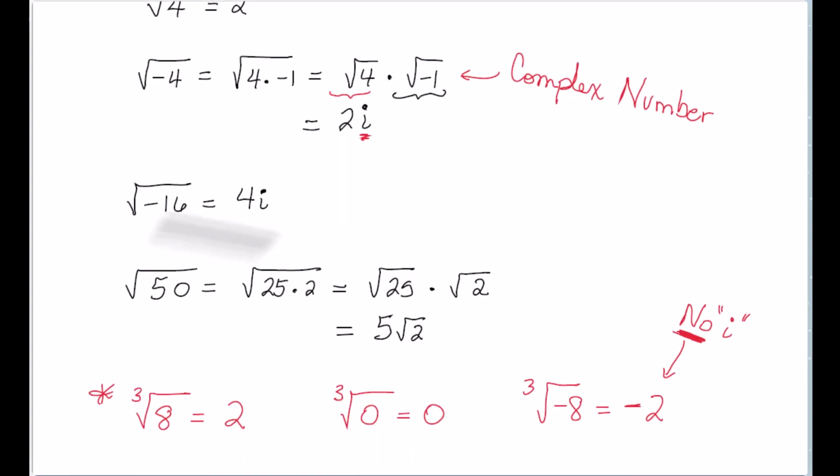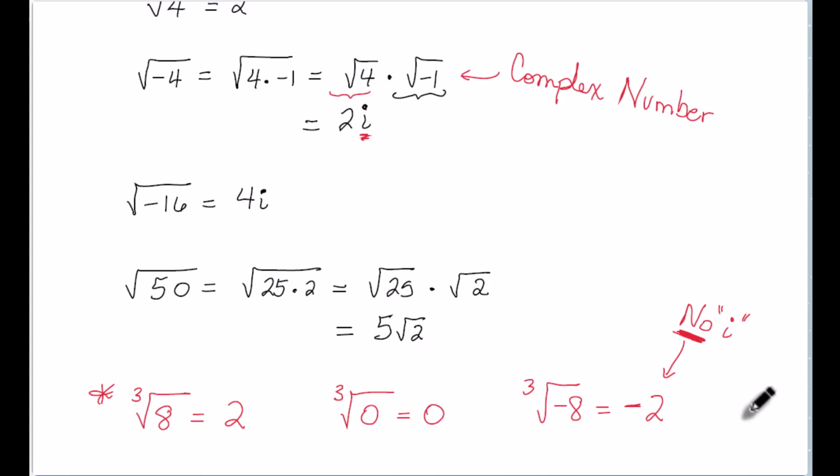Sometimes we're going to need to simplify a radical, so square root of 50. I'm thinking, how can I split this number into some square roots I might know? Well, I'm thinking 25 times 2. So that would be square root of 25 times square root of 2, and I would get 5 square root 2.